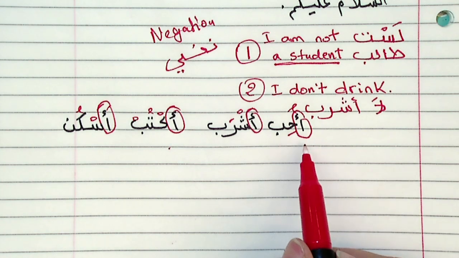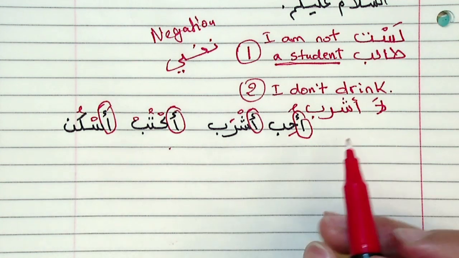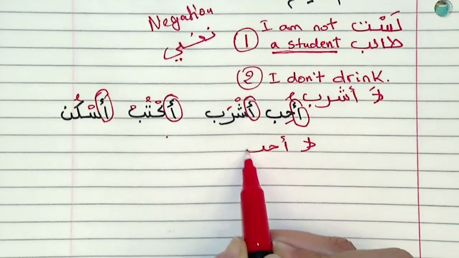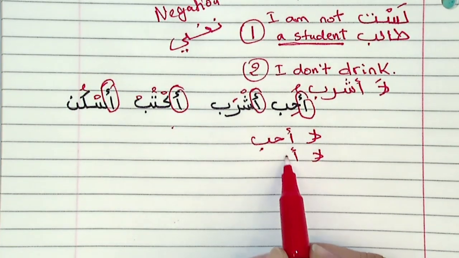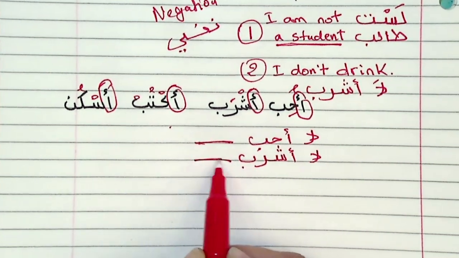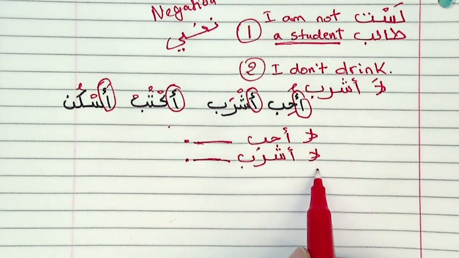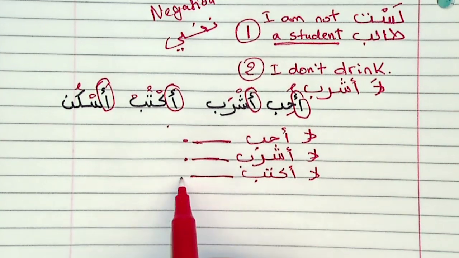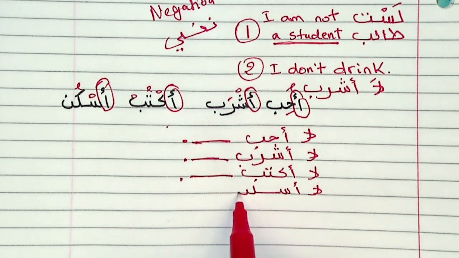If I want to say I don't like, and I don't drink, and I don't write, or I don't live, here goes. La uhib. La ashrab. And you would add your object. La uhib الشاي. La ashrab الشاي. La aktub, I don't write. La askun, I don't live.